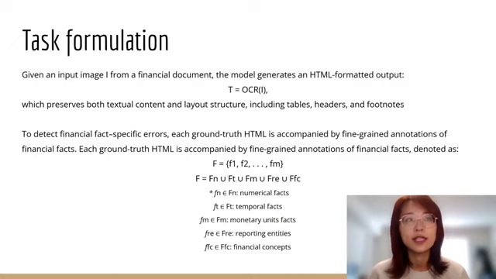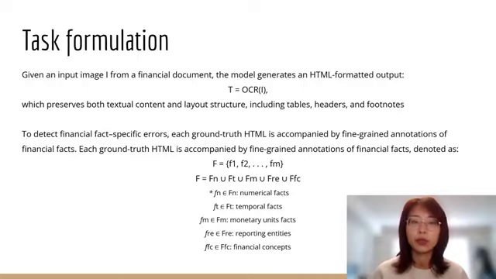Our task here is that given an input image, I, from a financial document, the model generates an HTML formatted output. The input image comes from unstructured financial documents such as PDFs. We processed it so that each image contains part of the information from the financial documents. We want the model to generate the HTML formatted output, which is a machine readable output that preserves both the textual content and the layout structure, including tables, headers, footnotes, etc.